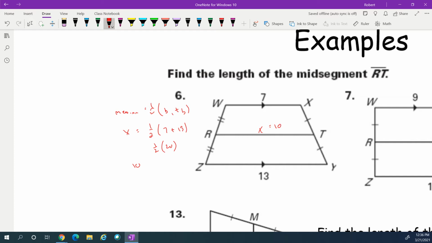Think about the bottom base. The width of the trapezoid is 13. At the top, the width is only 7. We're going halfway between those two numbers, so we take their average.